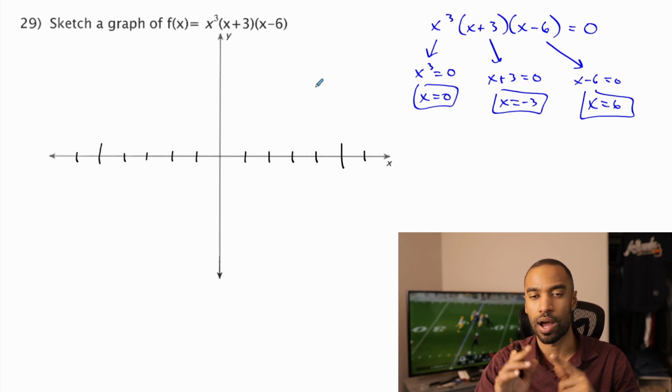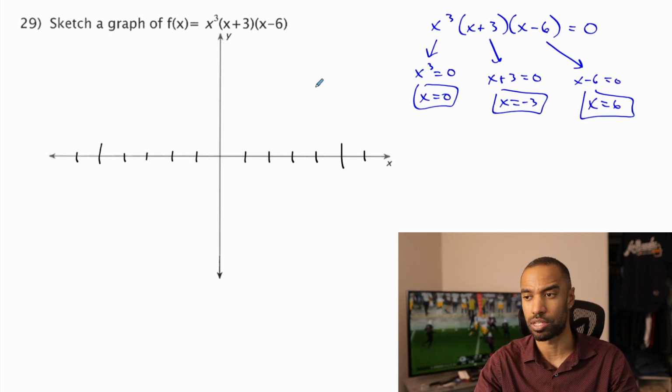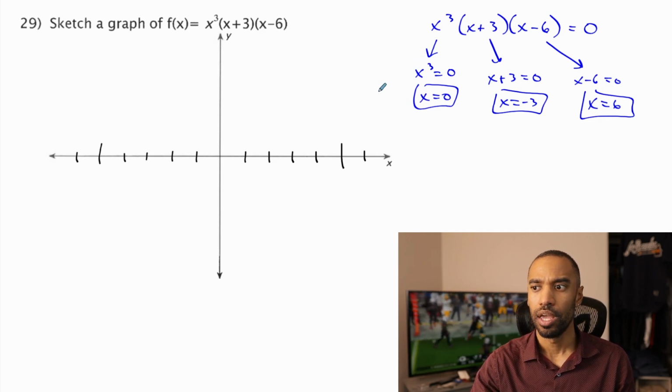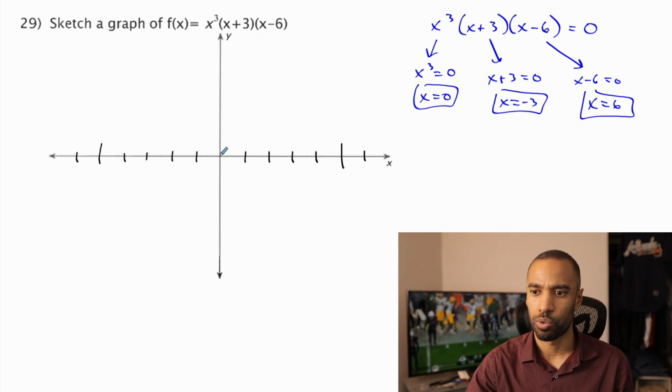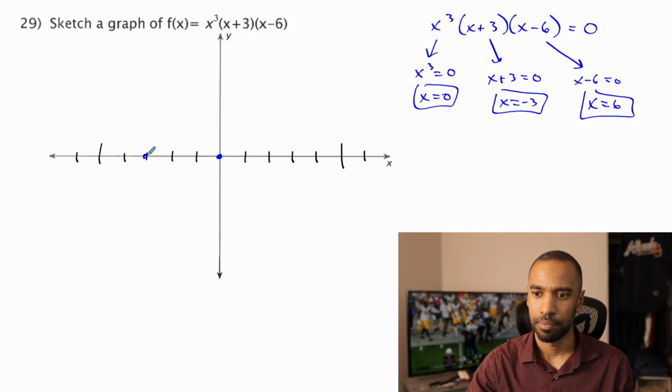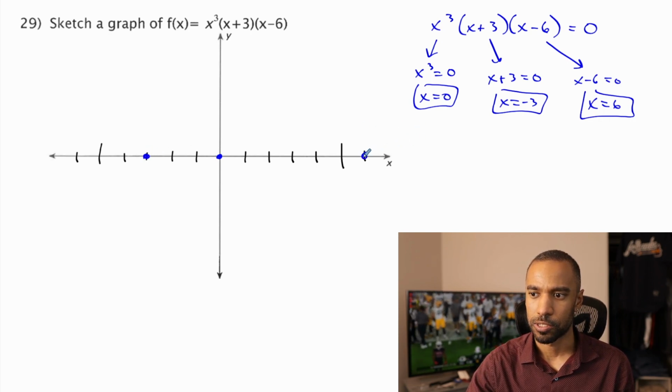We just got to figure out where these things cross and the end behavior of it, which is some of the things I'm going to have us list in a bit. So here are some points that we have. We know that x will cross at 0, -3, and 6. Now, a couple things here.